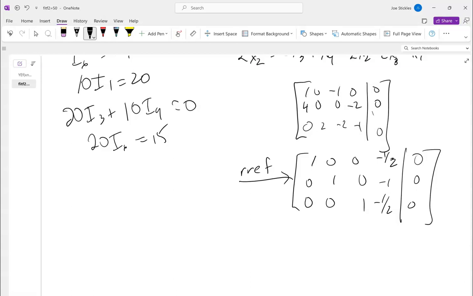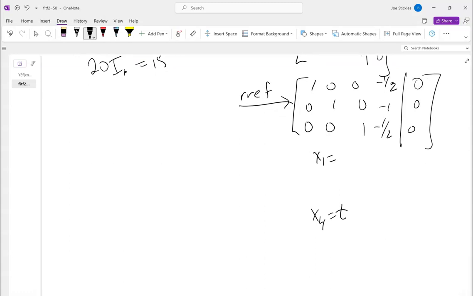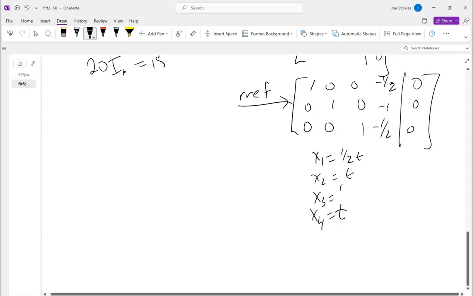Notice that x4 is free. And we should be able to write x1, x2, and x3 in terms of x4. If x4 is t, what's x1 in terms of t? A half t. x2 is t, yep, because everything's going over to the other side, right? All the signs are getting flipped. x3 will be 1/2 t. So again, we get infinitely many solutions, which actually makes sense, right?